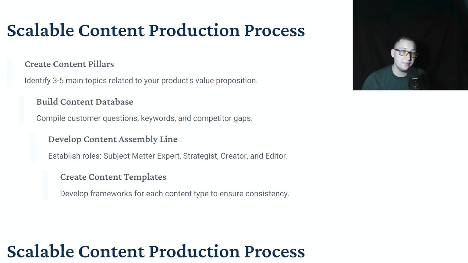So for step number 5, implement a content calendar. This is very good for organization. So you're going to want to use a tool like Trello or Asana to manage your content pipeline from idea to publication. With this system in place, you can scale from 2 pieces of content per month to 10 plus without sacrificing quality. Okay. It's super important to stay organized throughout this entire process of content.